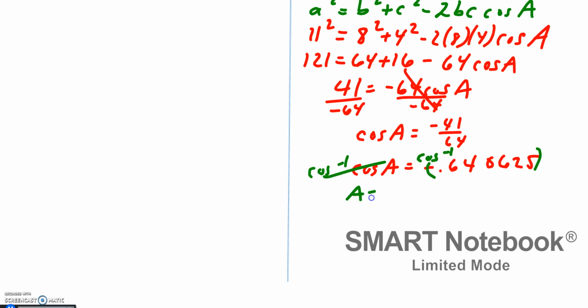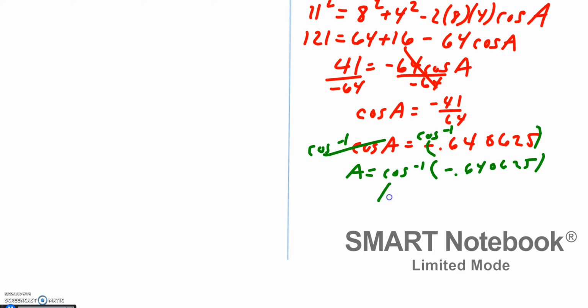If I take the inverse of both sides, I would get that angle A is the inverse cosine, or the arc cosine, of negative 0.640625. Make sure that your calculator is in degrees. And if you did that correctly, the angle you should get is 129.84 degrees for angle A. Because this is not the law of sines ambiguous case, we do not need to find the supplement. We do not need to check for 2 triangles. But we do need to find the remaining angles.